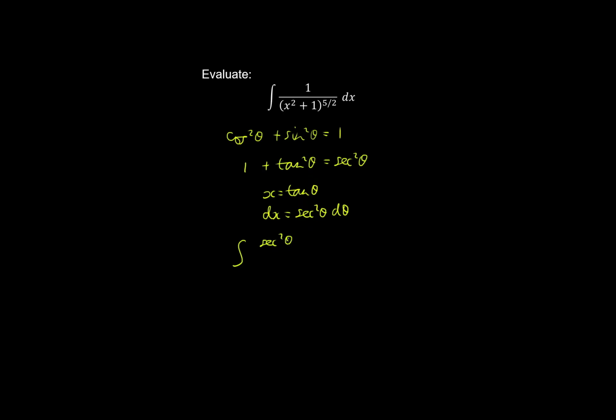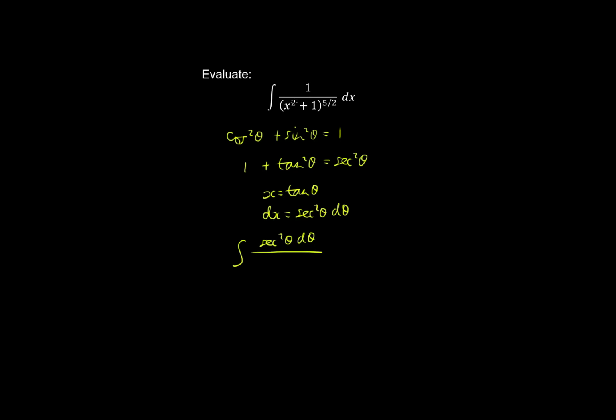Let's evaluate this integral. So what we'll do is use our typical trig identity. And to get this in the form of 1 plus x squared, we're going to divide by cosine squared theta. And we'll set x equal to tan theta, and therefore dx is sec squared theta d theta. And substituting for dx, we get sec squared theta d theta.